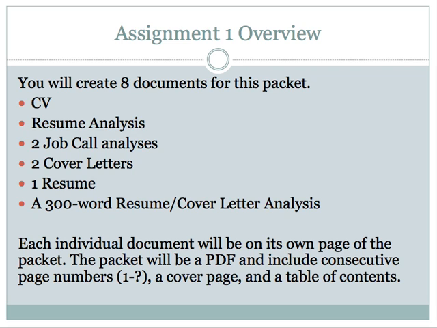Like I said, the other ones are a little bit self-explanatory. I'm going to show you what a CV is and talk to you about what I want for the resume analysis and the job calls and job call analysis. You know what the cover letters are, and those will be responses to the actual job ad you're going to find. And I'm sure most of you already have resumes, so you know what that is, but you're going to be crafting those or recrafting those for a specific job call that you're about to find.